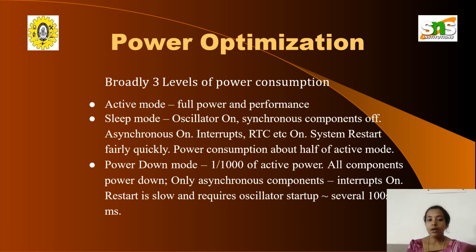Power optimization. Broadly, three levels of power consumption are there: active power consumption, sleep mode, and power down mode. In active mode, full power and performance will be consumed by the system. But in sleep mode, the oscillator will be on, synchronous components will be off, and they will not take their power. Asynchronous components will be on, and interrupts, RTC etc. will be on. The system can restart fairly quickly in order to save power. Power consumption would be about half.